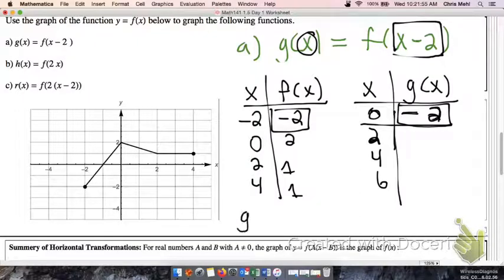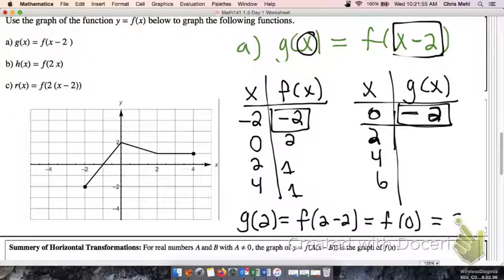Now I can do the next one. Alright, what's g of 2? g of 2 is f of 2 minus 2, which would be f of 0, which ended up being +2 if I look at the table on the left. Okay, so notice again, when I define g as f of x minus 2, I'm really adding 2 to all the x coordinates, but nothing happens to the y coordinates.